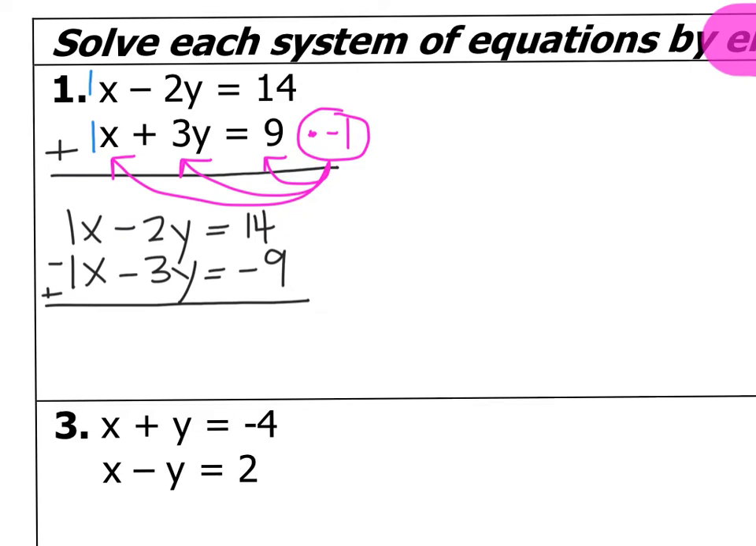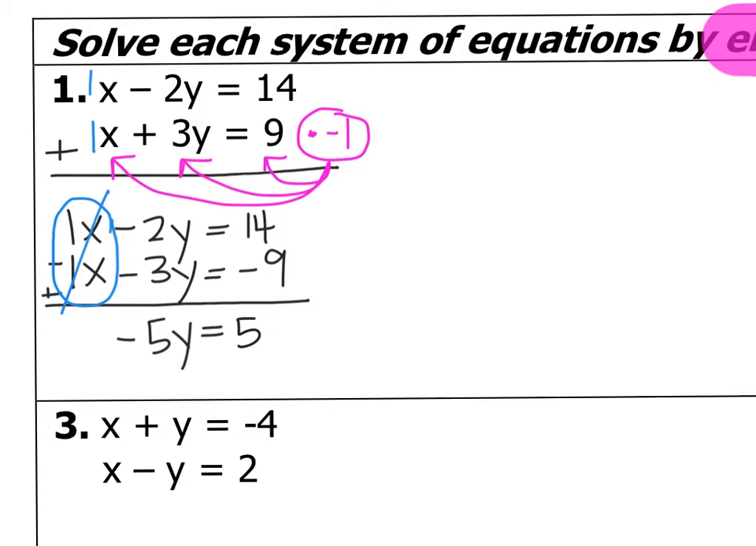Now I can do my adding. I created a situation to do exactly what I wanted to do. Now I've got a positive 1x and a negative 1x that I can wipe out. I've eliminated my x's. As I add, I'm going to go through and say negative 2y plus negative 3y is negative 5y. If you're still not really good at those integers, please grab a calculator. And last, 14 plus negative 9, which is the same thing as 14 minus 9, is 5.